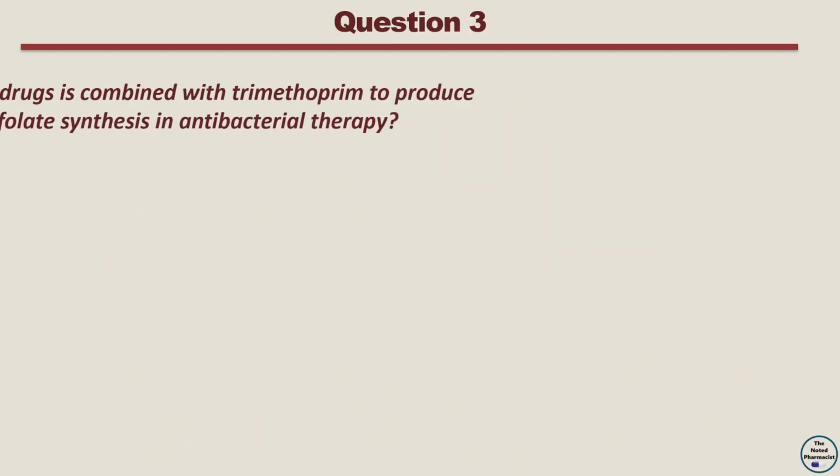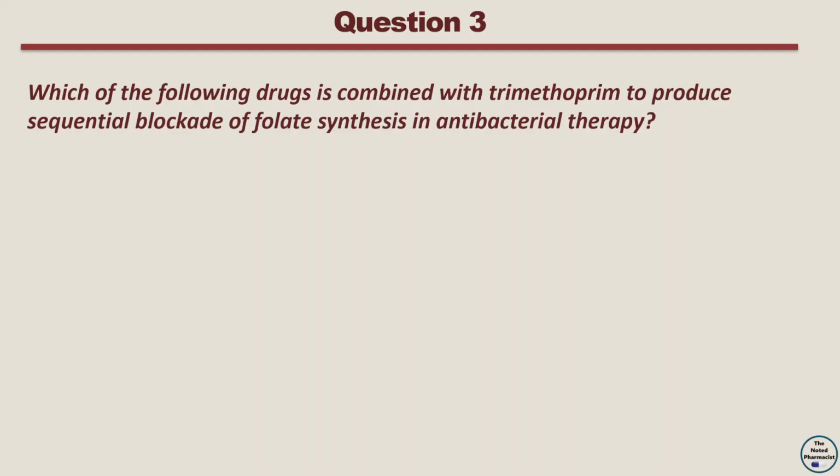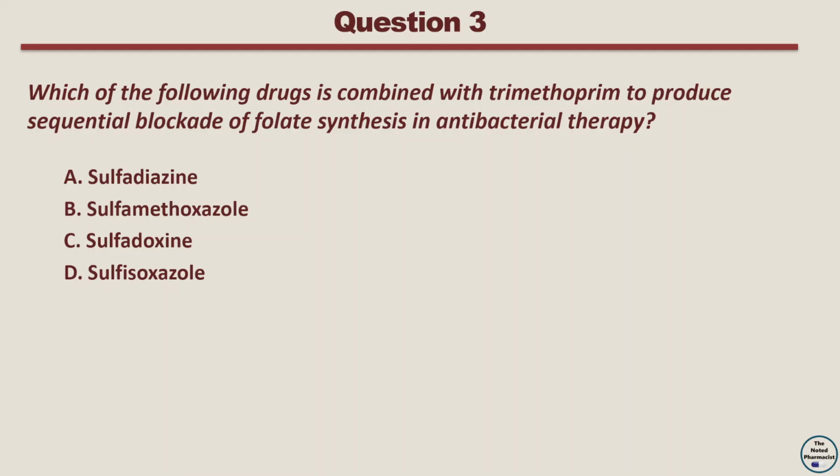Question 3. Which of the following drugs is combined with trimethoprim to produce sequential blockade of folate synthesis in antibacterial therapy? Option A. Sulfadiazine. Option B. Sulfamethoxazole. Option C. Sulfadoxine. Option D. Sulfisoxazole. Option E. Sulfacetamide.